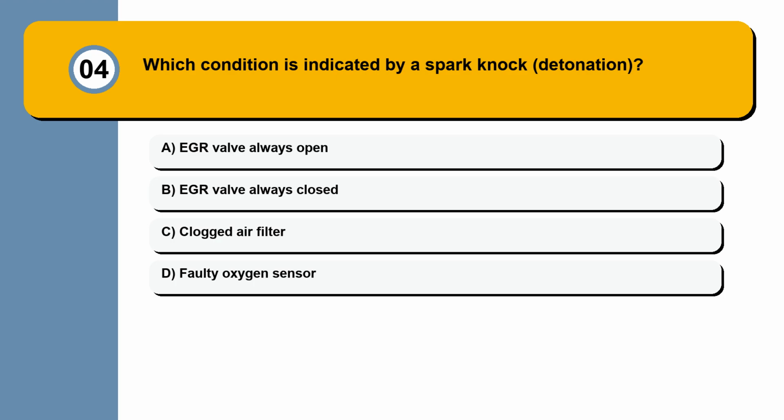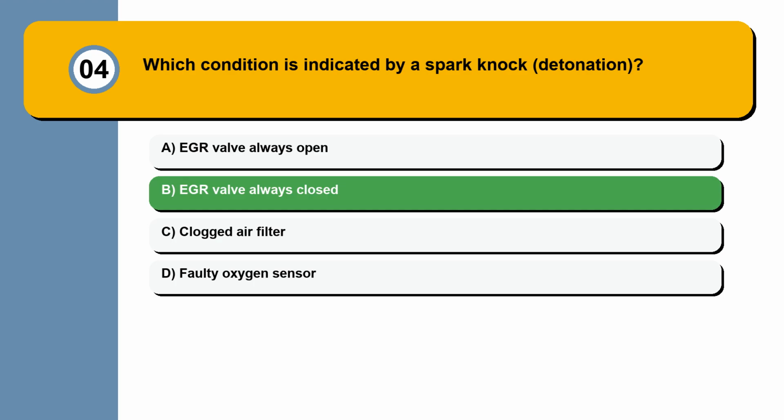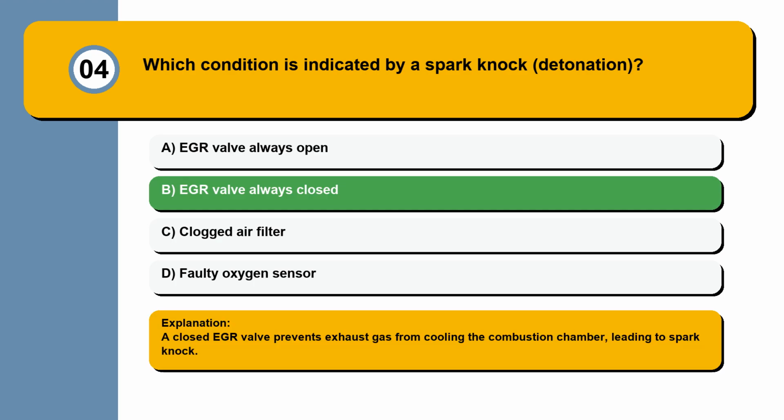Question 4. Which condition is indicated by a spark knock, detonation? EGR valve always open, EGR valve always closed, clogged air filter, faulty oxygen sensor. A closed EGR valve prevents exhaust gas from cooling the combustion chamber, leading to spark knock.